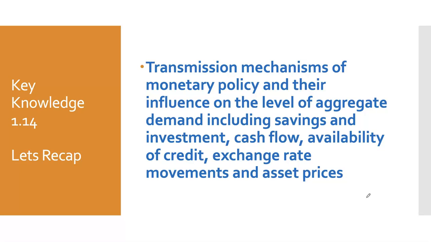But for now, I hope that this video has explained the transmission mechanism, which, as we remember, is how we can go from a cash rate change, which the RBA controls. How does that flow on to interest rates? Economic activity, which is all about our GDP, aggregate demand, and ultimately inflation. We know that there are 5 ways that this really happens: savings and investment, or demand for savings and investment, cash flow, availability of credit, exchange rate movements, and asset prices.